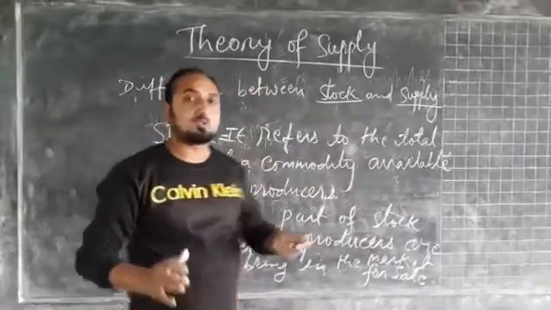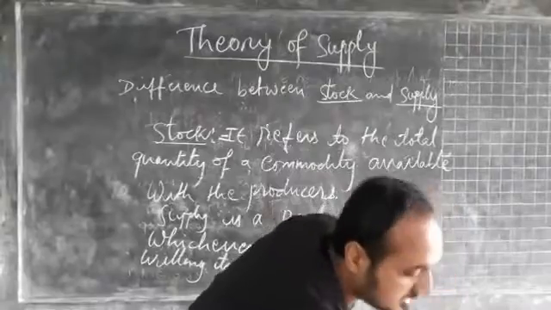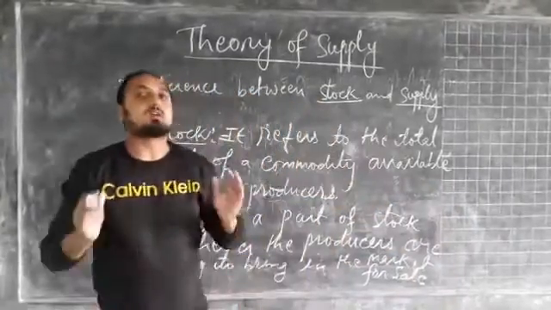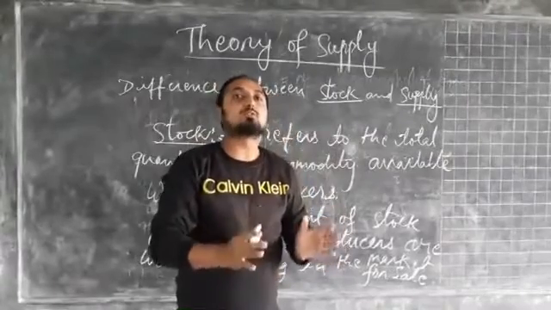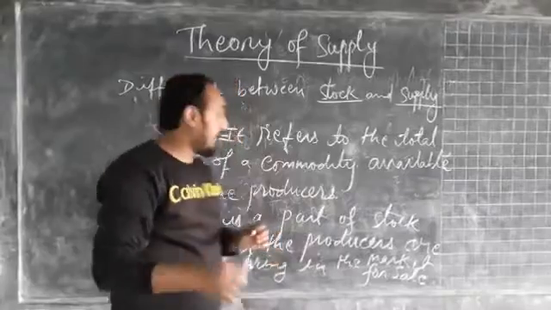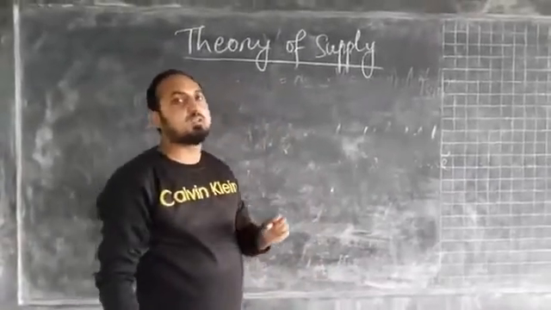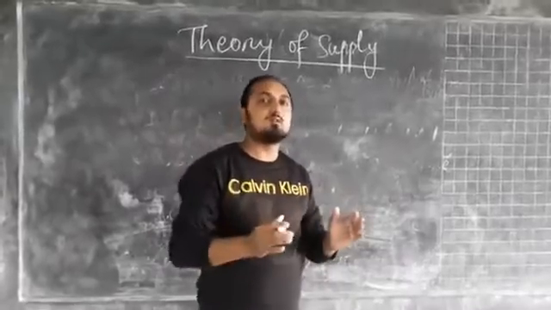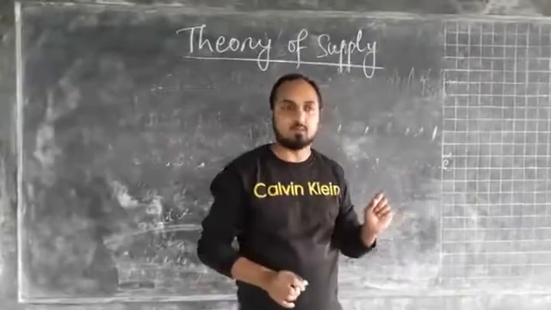Once again, stock is the total amount of commodity that is available with the producers. So that concept is called stock. And supply is only the part of stock that the producers are bringing in the market for a sale. So that concept is called supply. Now I'll give you one example in this context, and from there it will be easier for you to understand the concept of stock and supply.